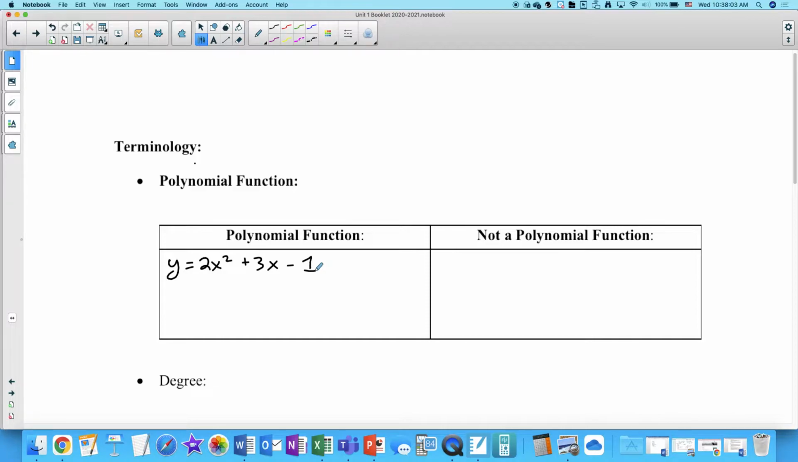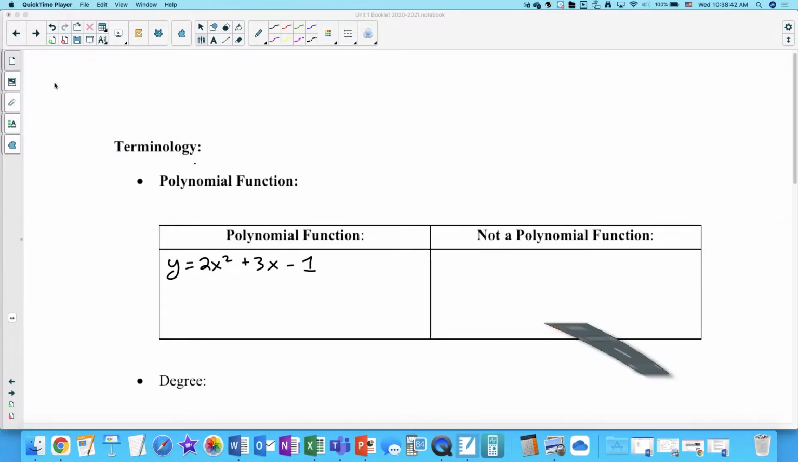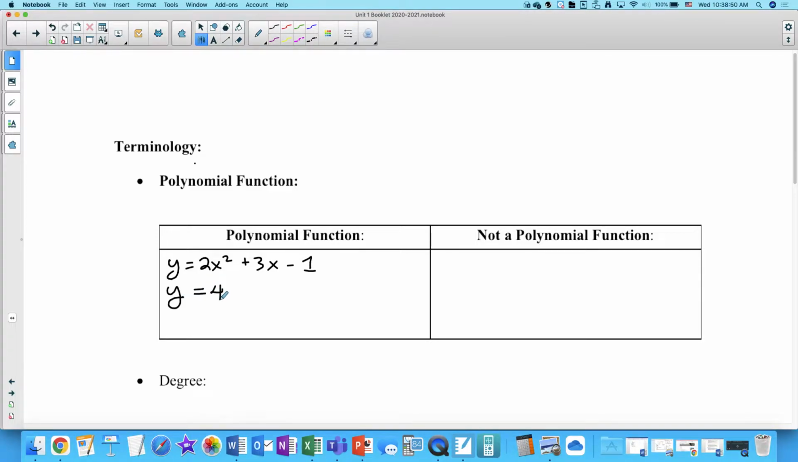Okay, you guys have phones? Take out your phones, go to Google, and Google examples of polynomials. And tell me what you come up with. Okay, yeah, y equals 4 is a polynomial function. Okay, any other examples? You could just Google examples of polynomials.